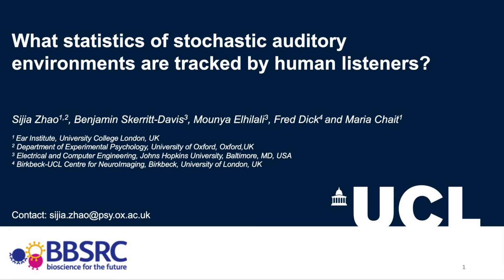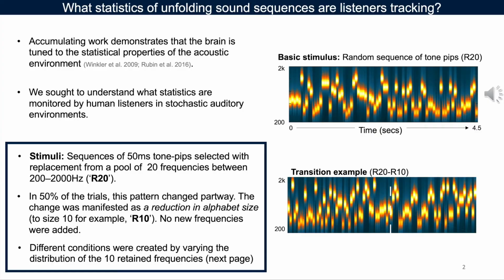In this series of experiments, we sought to understand what statistics are monitored by human listeners in stochastic auditory environments. The basic stimulus is a sequence of 50 millisecond tone pips selected from a pool of 20 frequencies. Here is an example.